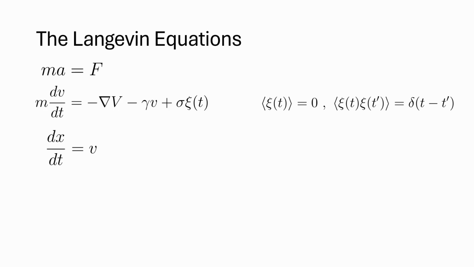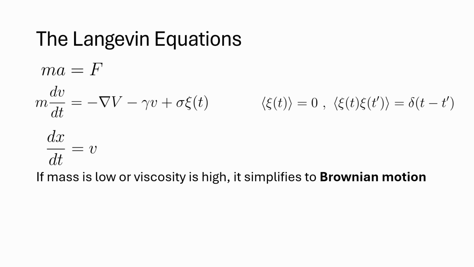And then if you want to know the position of the particle, you can just get that from the velocity by solving this equation. Basically just integrating the velocity over time tells you where it is. This is what we call the Langevin equations for the velocity and position. But if our mass is low or viscosity is high, then this actually simplifies to Brownian motion.